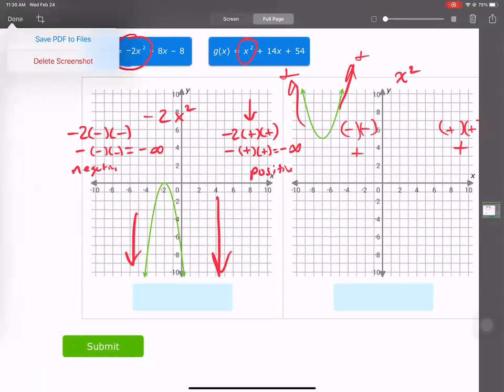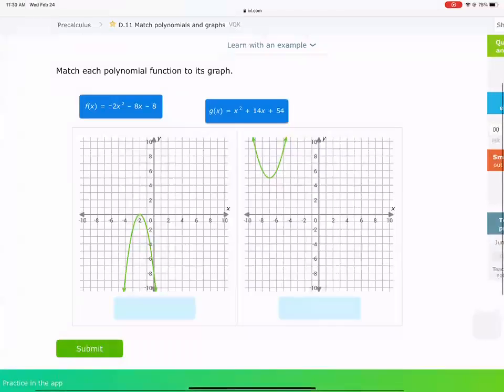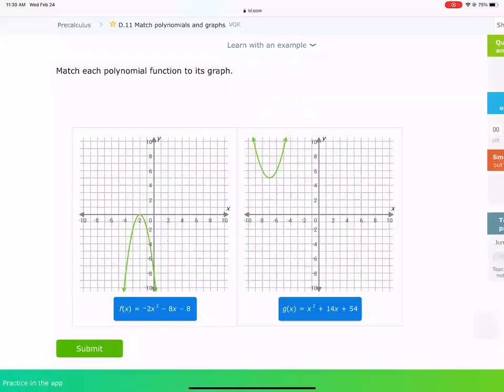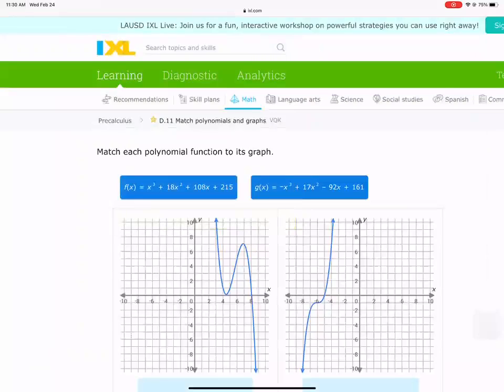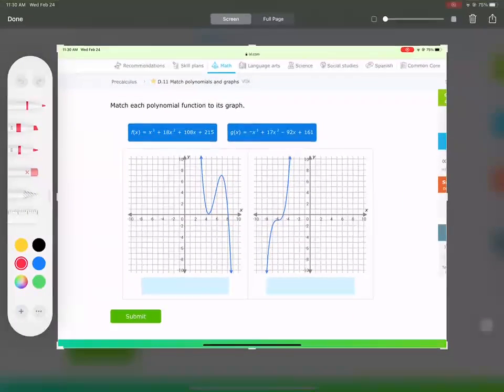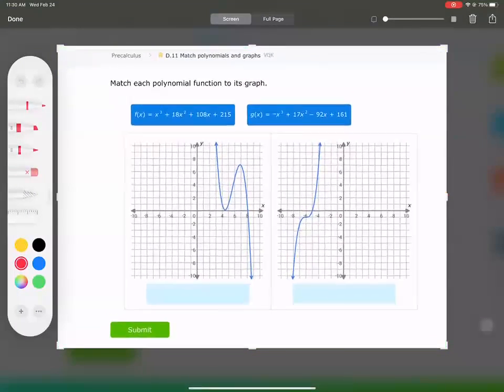Okay, so let's go ahead and plug that in. We said it's going to be positive, and this one's going to be negative. Okay, let's see what happens. Easy peasy. Now this problem here gets a little bit more difficult. Looks a little bit more vicious, but we're going to add another skill onto this.